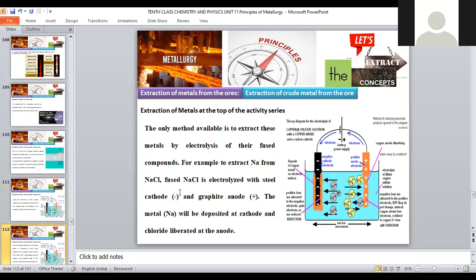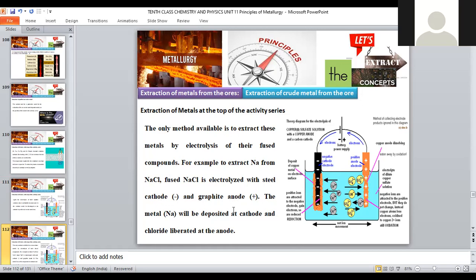The only method available to extract the metal is by electrolysis of their fused compounds. For example, sodium from the sodium chloride. The sodium chloride brine solution gets electrolyzed with a steel cathode and a graphite anode. Right? The brine solution was taken in the container and two electrodes were inserted. One of the electrodes is a cathode denoted with negative. Graphite is the anode electrode with a positive.